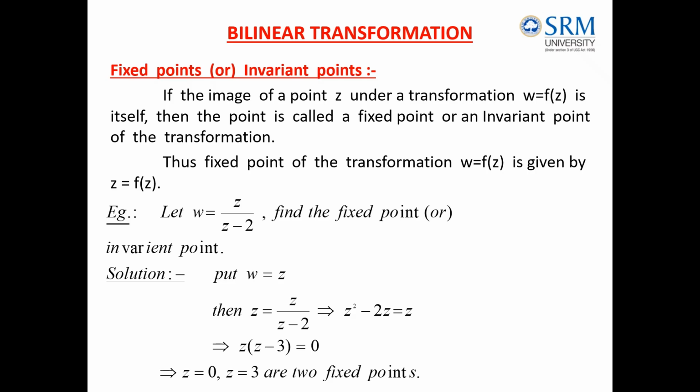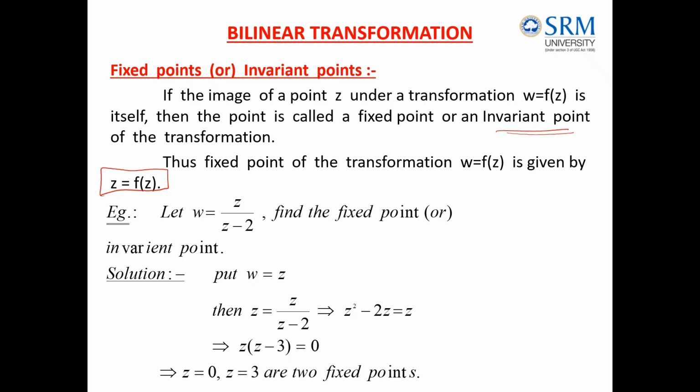Next we are going to see fixed points or invariant points. A point is said to be a fixed point or invariant point if the image of the point is itself under a transformation. So if the image of a point z under the transformation w equal to f of z is itself, then the point is called a fixed point or invariant point of the transformation. Thus, the fixed point is given by z equal to f of z.